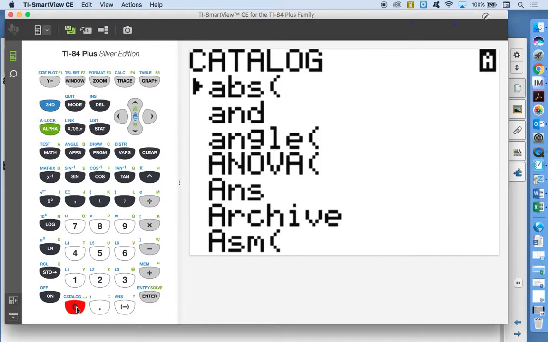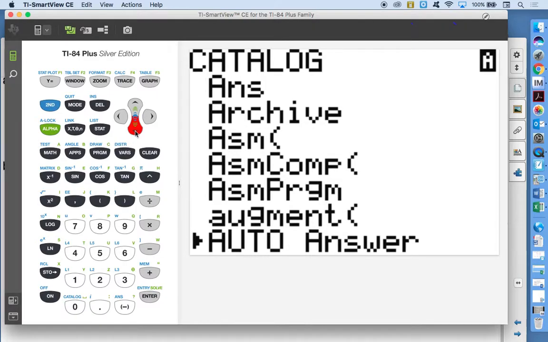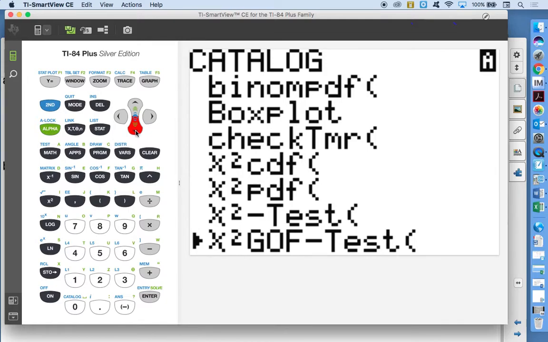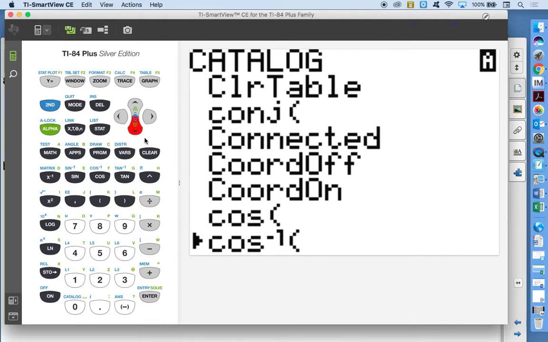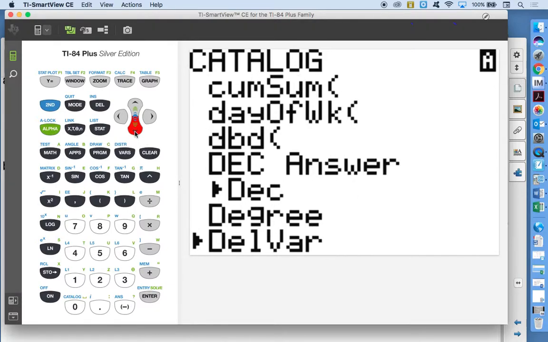In that catalog, there are 2 words that say diagnostic on. That's where the R is embedded in that function. So you need to arrow down with your little arrow until you get to diagnostic on. And again, this is the only time you need to do it. Hopefully you don't have to do it again.